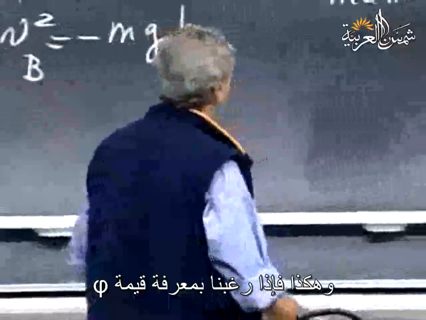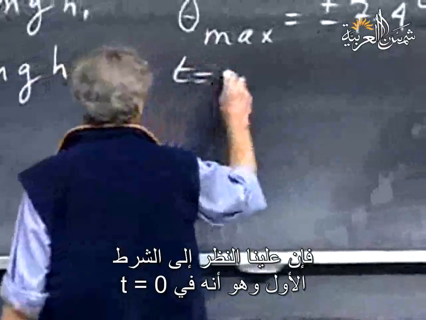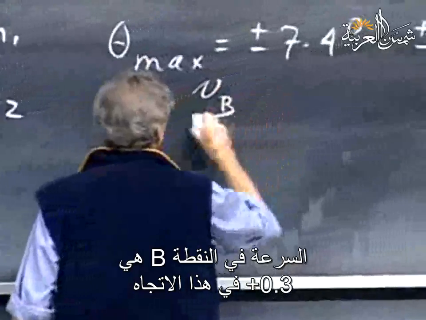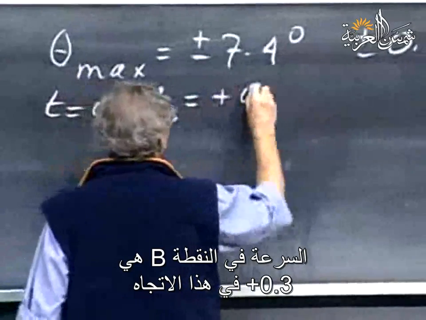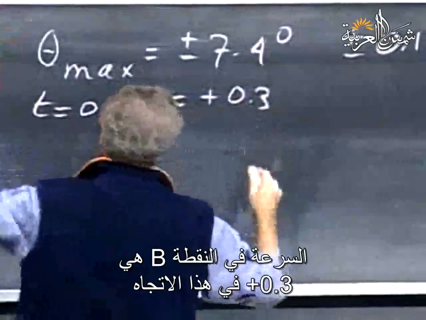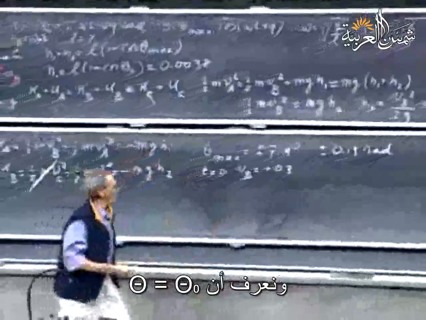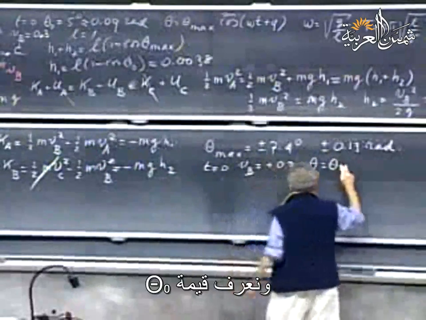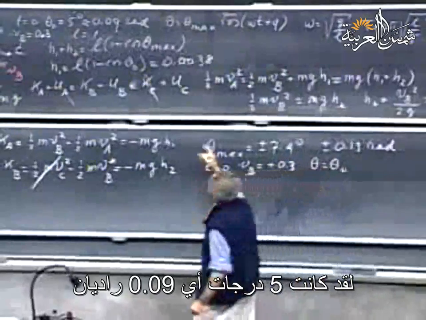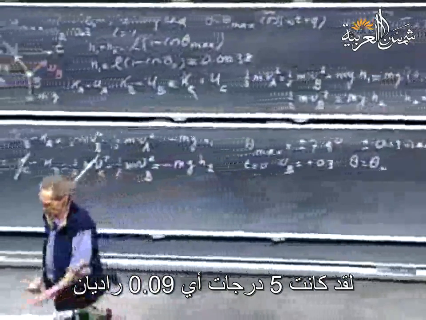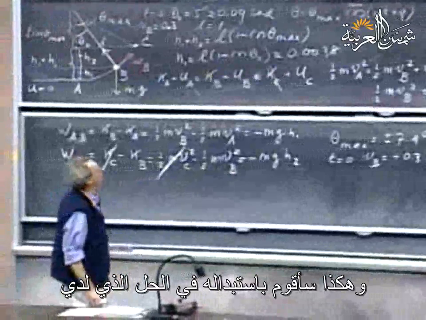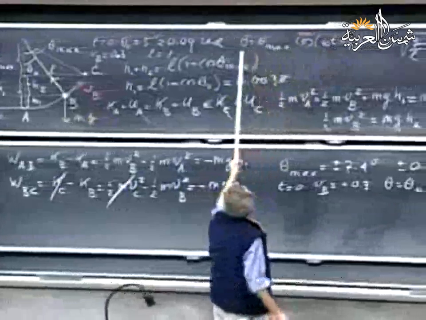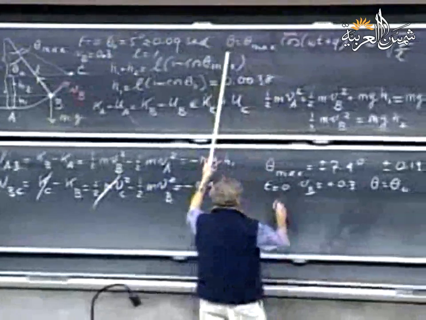And so if we want to know what phi is, we have to look at the initial condition that at t equals 0, the velocity at point B is plus 0.3 in this direction, and we know that theta equals theta 0, and we know what theta 0 is. That was the 5 degrees, that is the 0.09 radians. And so I'm going to substitute that in my solution. So I know when t equals 0, I know that theta equals theta 0.